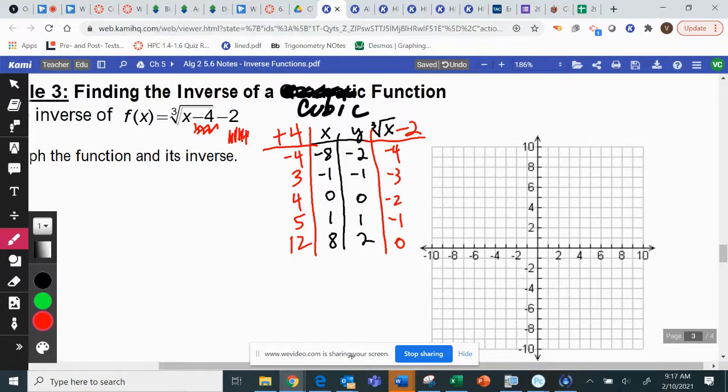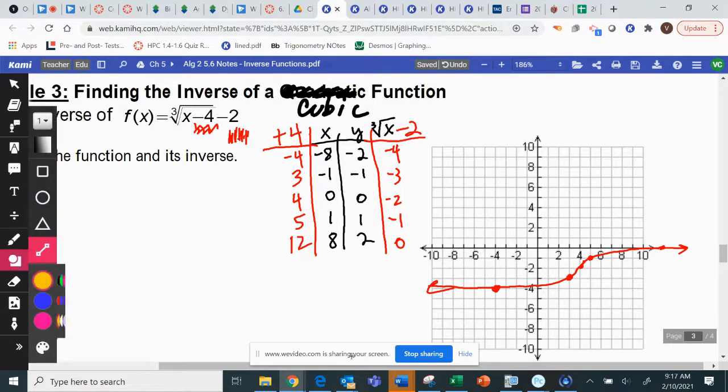So this graph is going to be at -4, -4, -3, 3, -2, 4, -1, 5, and then 0, 12 off the graph.